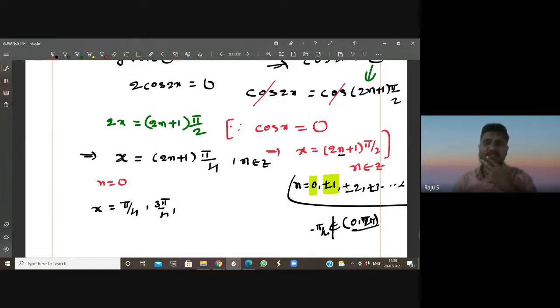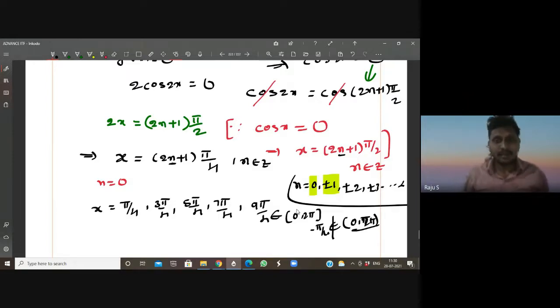Okay, next, plus 2. When I take n as 2, 5 pi by 4. Next, 3, 7 pi by 4. Got it? Next, 4, 9 pi by 4. Does 9 pi by 4 belong to 0 to 2 pi? Yes, students?